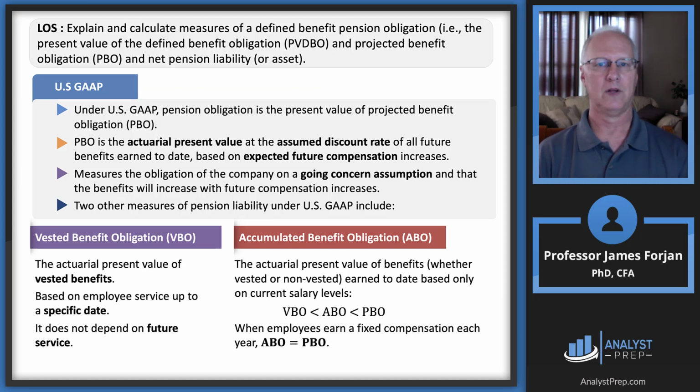All right, under U.S. GAAP, present value of the projected benefit obligation. All right, I already said that. So here's, it's the actuarial present value, at the assumed discount rate, of all future benefits earned to date based on the expected future compensation increases. That's that long quote that I was telling you about in that previous slide.